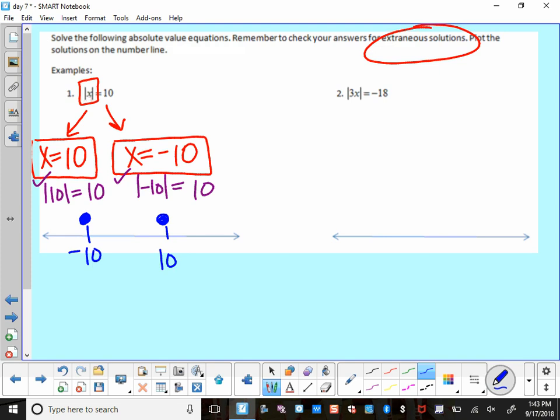All right, number 2. Put a box around it. And then we're going to split. My first equation, I drop the bars, so it's 3x equals -18. My second equation, we get 3x equals +18.